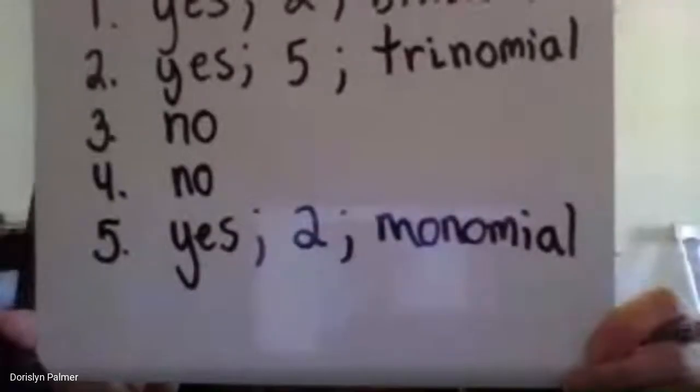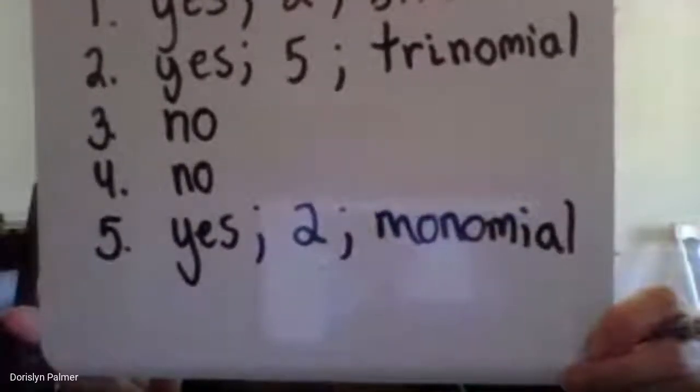Number 5, Matthew. Is that a polynomial? Yes. Good. What degree is it? 2. Good. Monomial, binomial, trinomial. Monomial. Wait, I didn't hear what you said. Monomial. Good. Correct. Monomial. Okay, we have one more like that.